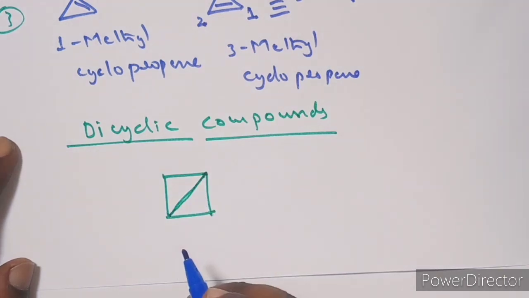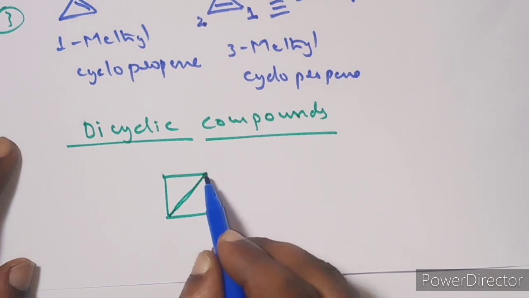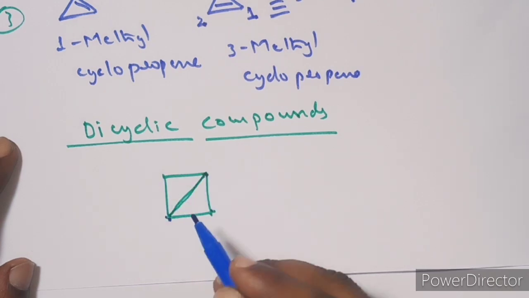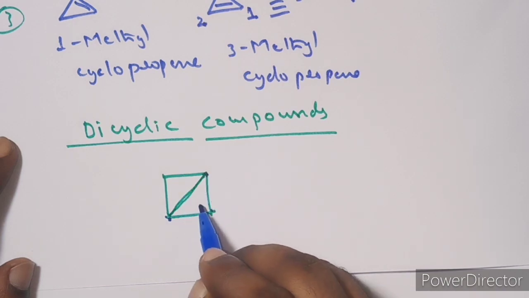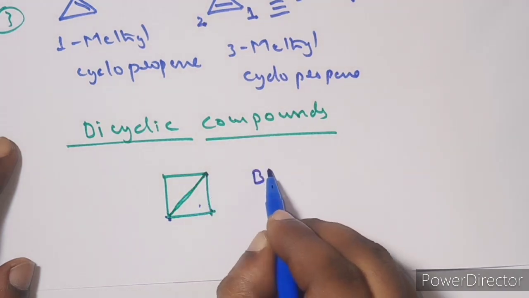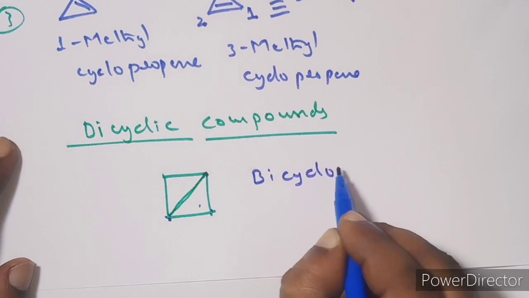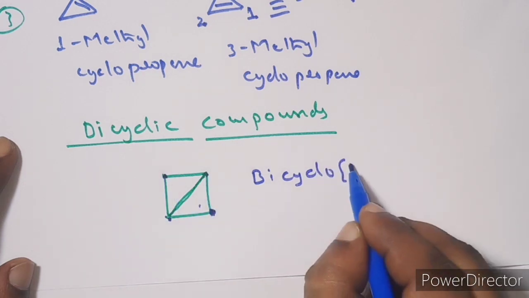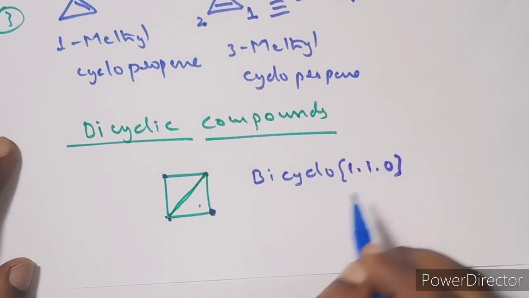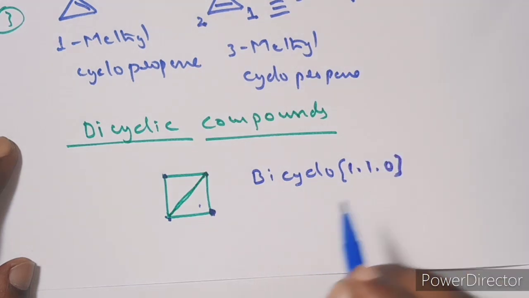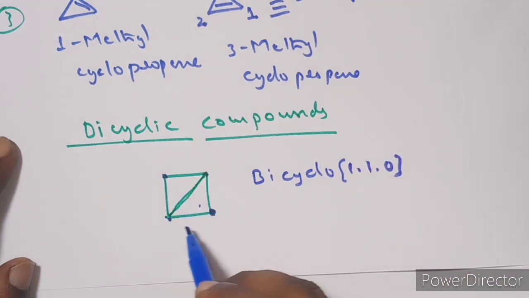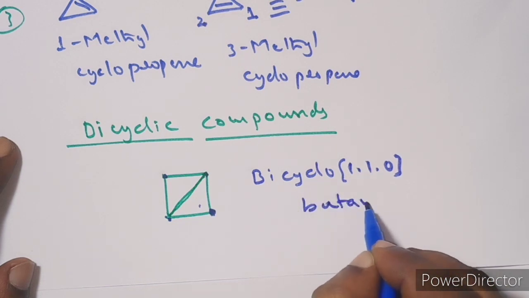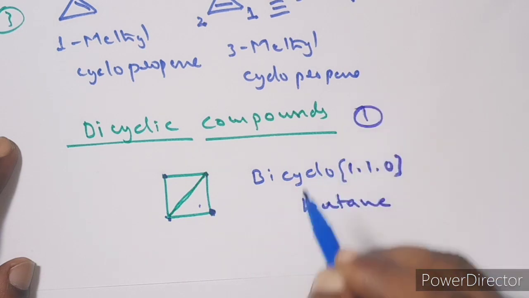This is a bicyclic compound. So this is 1, 2, 3 carbon, and this is 1, 2, 3 carbon. Two cyclic rings are there, so this is one cyclic ring, this is another cyclic ring, therefore this is a bicyclic compound, and the name of this molecule is bicyclo. In this bridge 1 carbon, in this bridge 1 carbon, so 1, 1, 0. That is the size of the bridge, and total how many carbons are there? 4 carbons. So bicyclo 1,1,0 butane is the name of the molecule. How many are possible? 1 isomer.